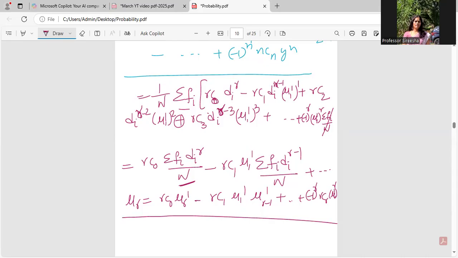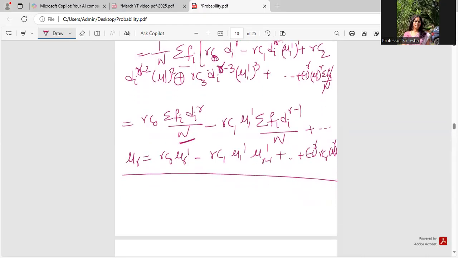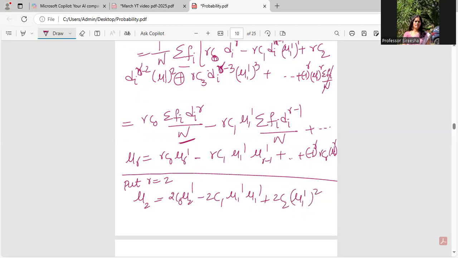Now, accordingly, I'll be substituting r is equal to 2, because already I have for 0 and 1, right? For 2, what will it be? You can just see. Put r is equal to 2. Mu 2 will be 2C0 mu 2 prime minus 2C1 mu 1 prime mu 1 prime plus 2C2 mu 1 prime whole square. So this would look like this. 2C0 is 1 only, and then 2C1 is 2 only, so mu 1 prime squared, plus 2C2 is 1, mu 1 prime whole square. This is what is mu 2.